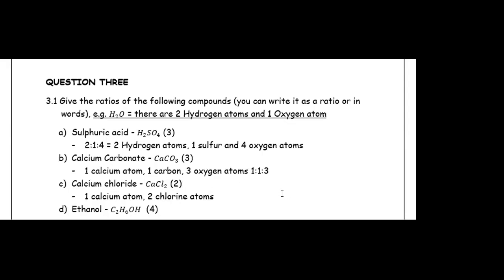Okay, Marcus says 1:1:2. Marcus dropped the 1. It's just 1:2. And how does this make sense? Because there's 1 calcium and there are 2 chlorine. Guys, I hope this is making sense so far. Let's move on to the next one.